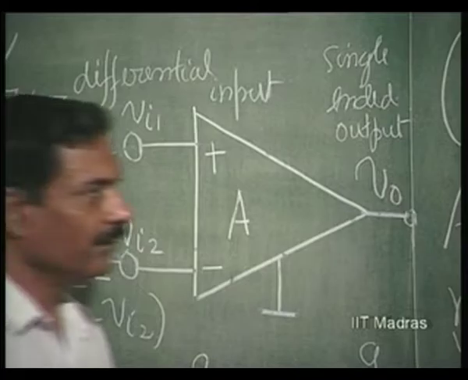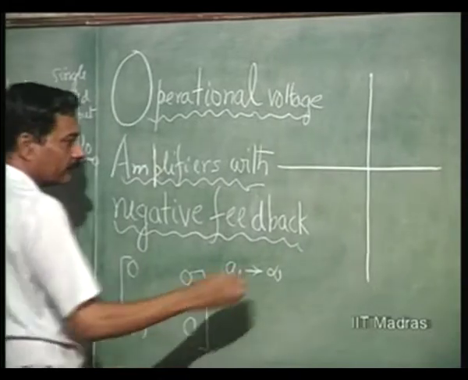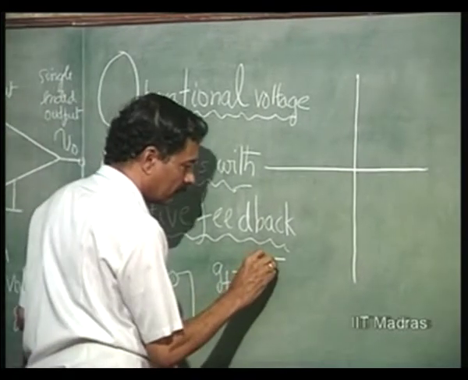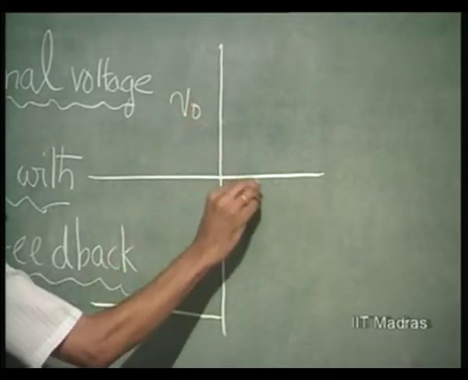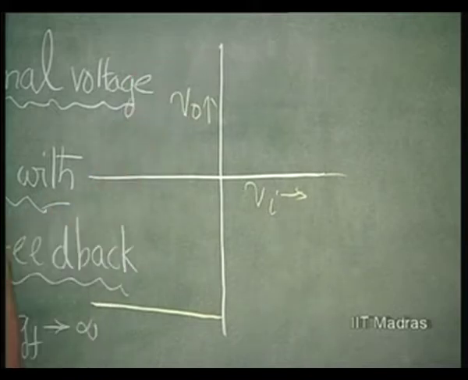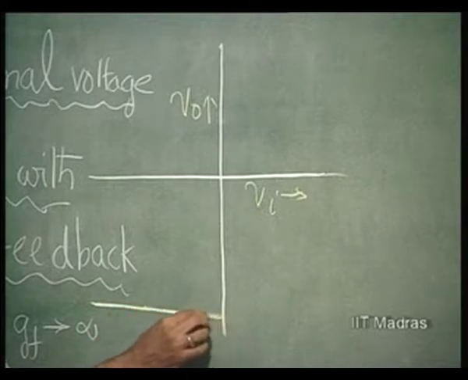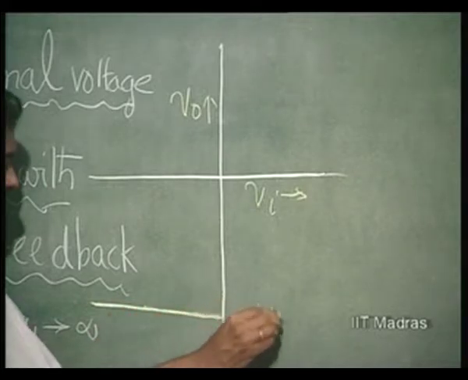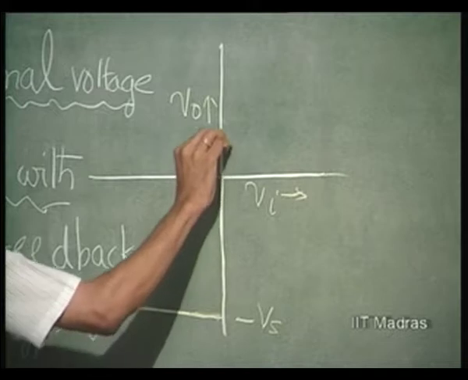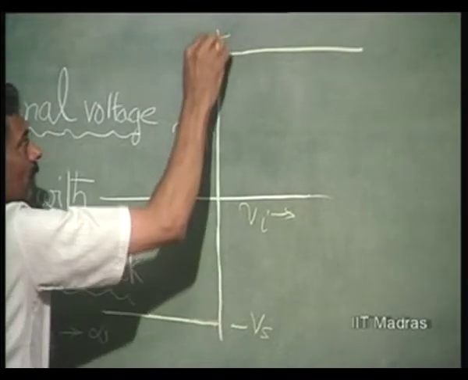So, the characteristic of this amplifier will be looking like this. If I apply a negative voltage, it will go to negative saturation. So, this is V naught versus Vi. These have been, let us say, plotted in terms of volts. So, almost up to this point it will be in the saturation region. This is minus V supply. Then at this point, when Vi is exactly equal to 0, it is going to change state and go to plus Vs.